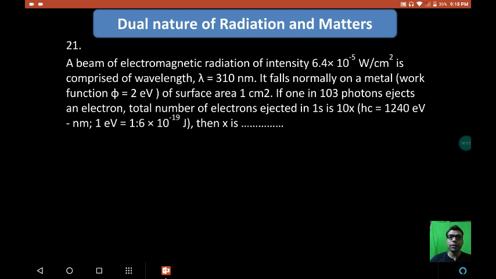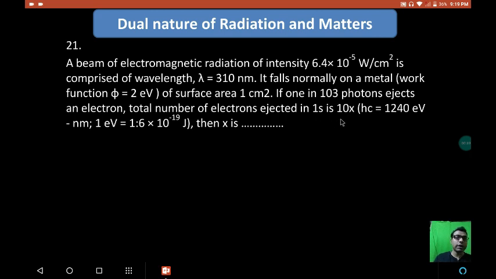Now let us come to the next problem, from the dual nature of radiation and matter. A beam of electromagnetic radiation of intensity 6.4 times 10 to the power minus 5 watt per centimeter square has a wavelength of 310 nanometer. It falls normally on a metal of work function 2 electron volt and surface area 1 centimeter square. If 1 in 10 raised to power 3 photons ejects an electron, the total number of electrons ejected in 1 second is 10 raised to power x. We have to find the value of x.